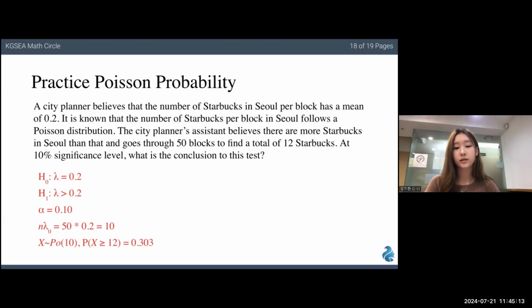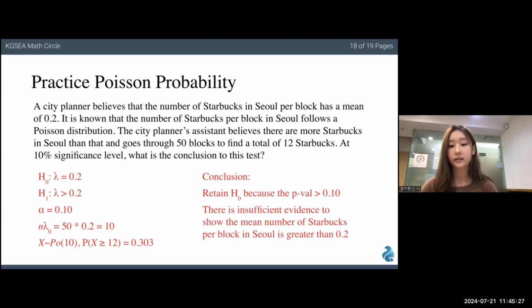However, what is the conclusion to this test? The conclusion is that we retain the null hypothesis where the mean is 0.2, because the p-value is greater than 0.1. The p-value is what we received, 0.303. In other words, there is insufficient evidence to show the mean number of Starbucks per block in Seoul is greater than 0.2.